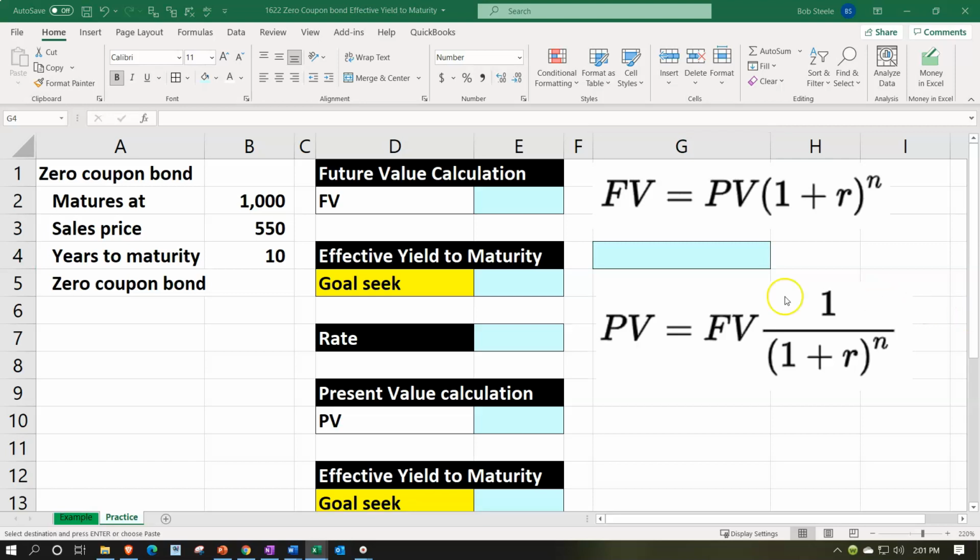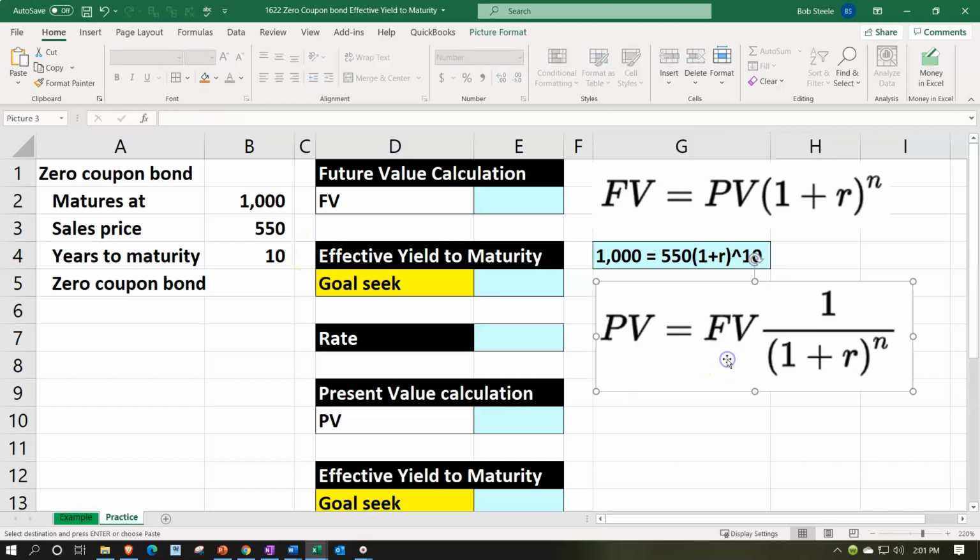I won't do the algebra here, but you could plug in the numbers and it would look something like this: 1,000 equals the 550. So 1,000 is the future value, equals the 550, the current price, times 1 plus r, which is what we're looking for, the effective yield to maturity, to the number of periods, which is 10. That's one method you can look at it in.